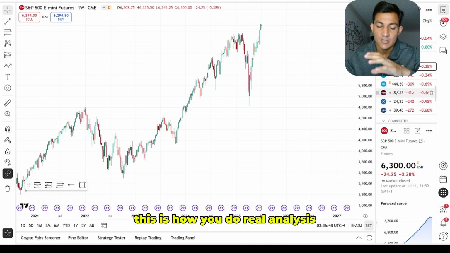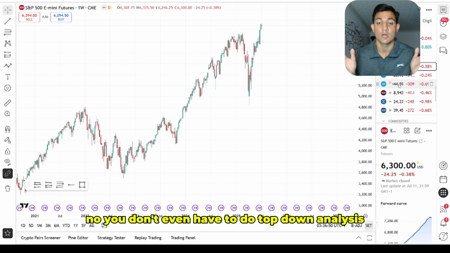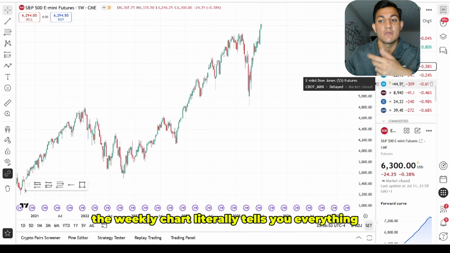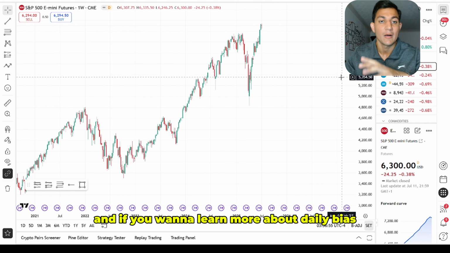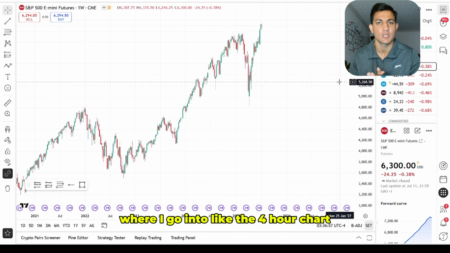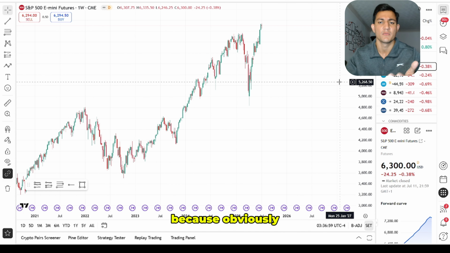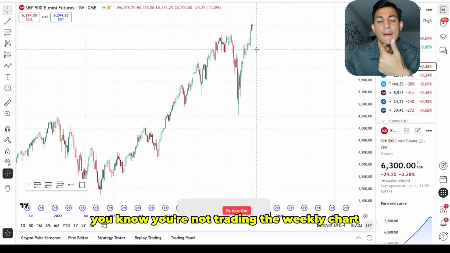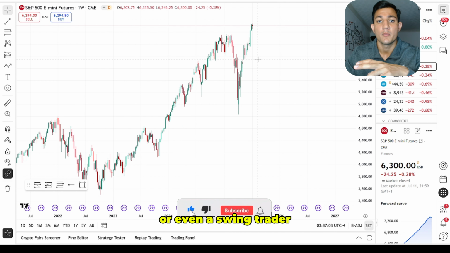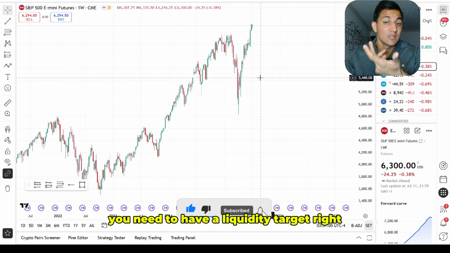This is how you do real analysis. You don't even have to do top-down analysis. The weekly chart literally tells you everything. And if you want to learn more about daily bias, where I go into the 4-hour chart, which is good for targets, right? Because obviously you're not trading the weekly chart. When you get down, when you're a day trader or a scalper or even a swing trader, you need to have a liquidity target.